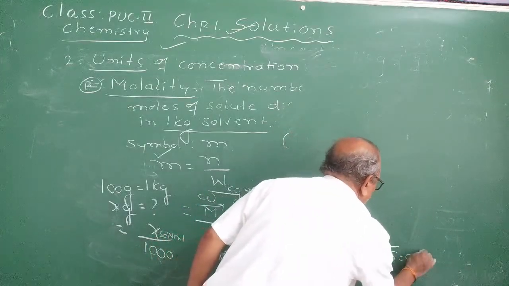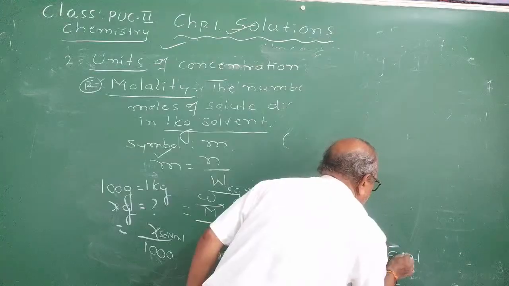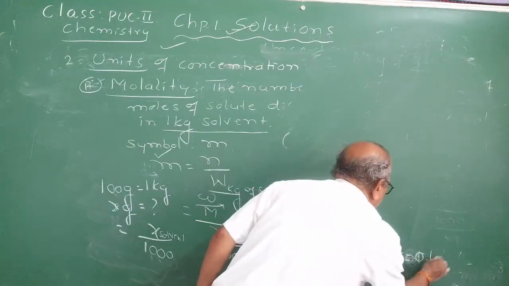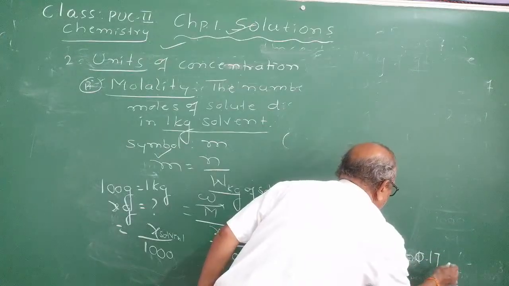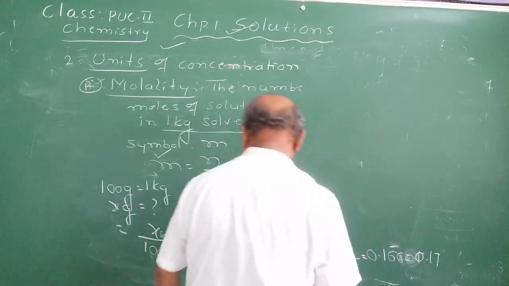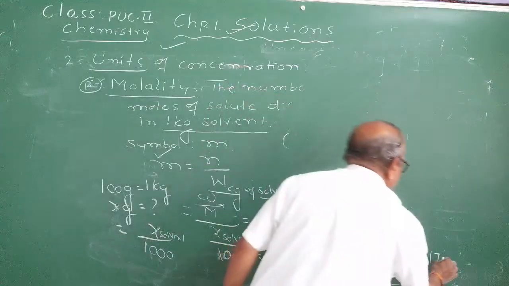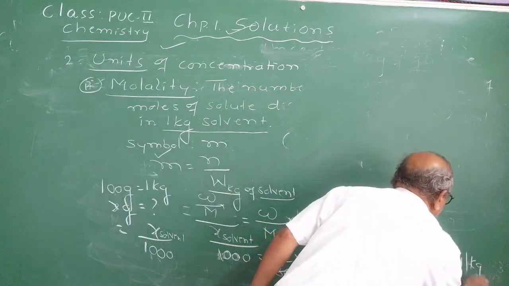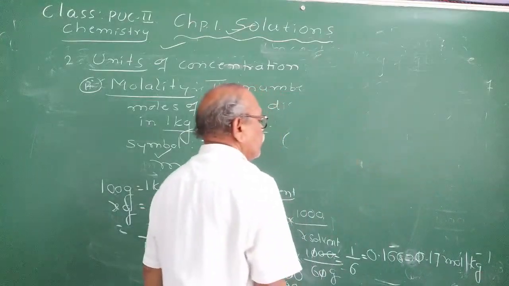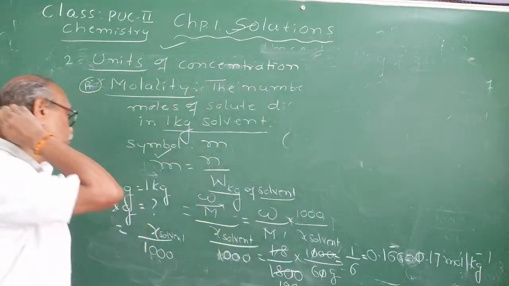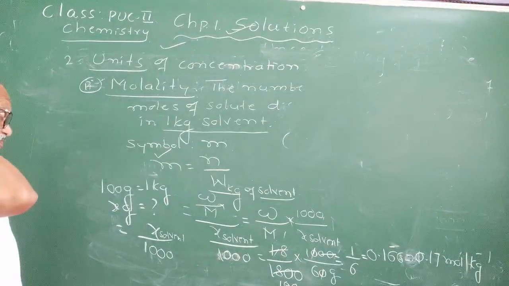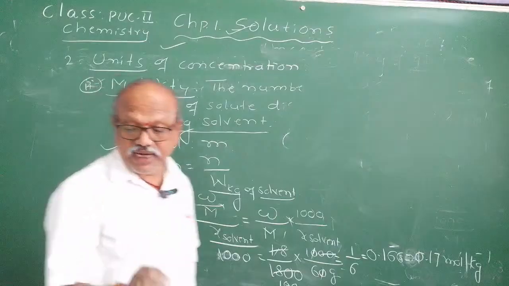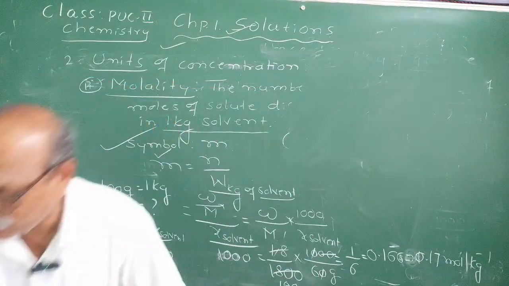Therefore, the answer is 0.166. You can round it off as 0.17 mole per kg of the solvent. Molality is generally expressed in mole per kg. Molarity is expressed in mole per liter. I hope you understood, my dear students, what is molarity and molality.